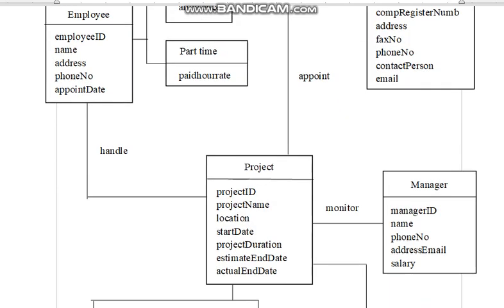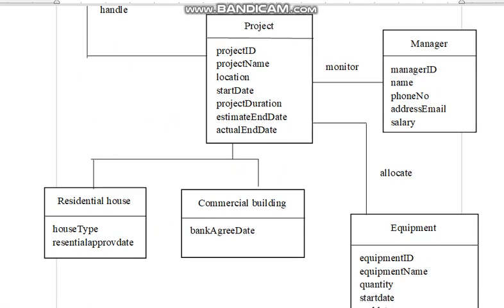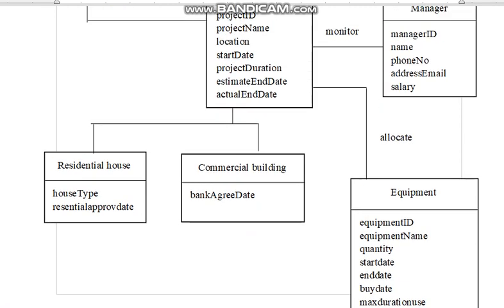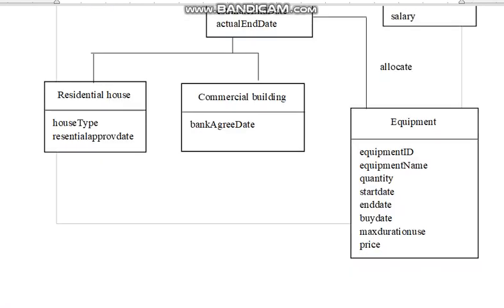After that, for project, like I said before, it is divided into 2, that is residential house and commercial building. For residential house, we have house type and residential approved date. For commercial building, we have band agreed date. After that, we have equipment. We have equipment ID, equipment name, quantity, start date, end date, buy date, maximum duration use, and price.